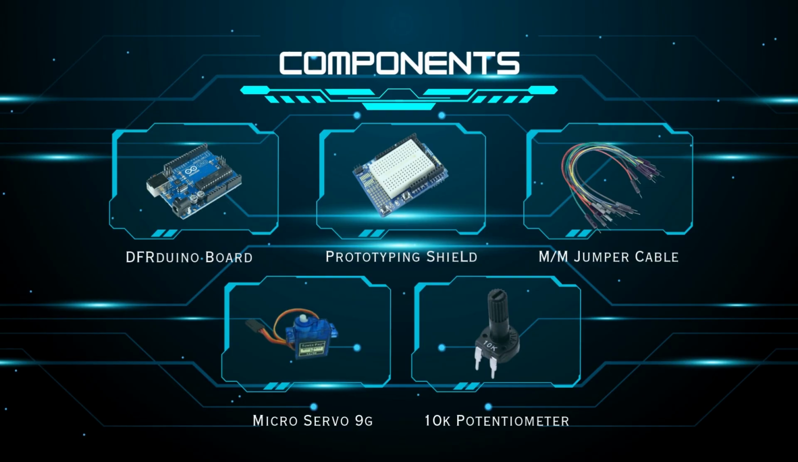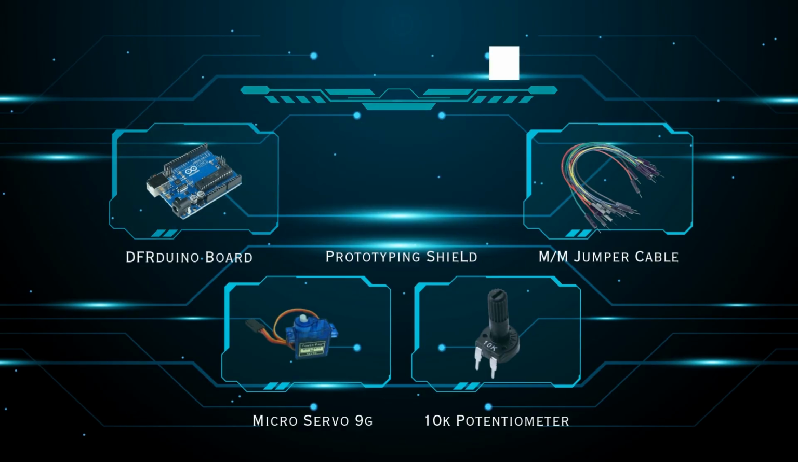The materials we use in this project are: first, Arduino Uno board, the main controller; second, breadboard to assemble the circuit; third, jumper wires to connect the components; fourth, servo motor, the actuator that we control; and lastly, potentiometer, the input device used to adjust the servo's angle. With this project, we successfully demonstrated how to interact with the servo motor using a potentiometer, creating a fully adjustable and interactive circuit.